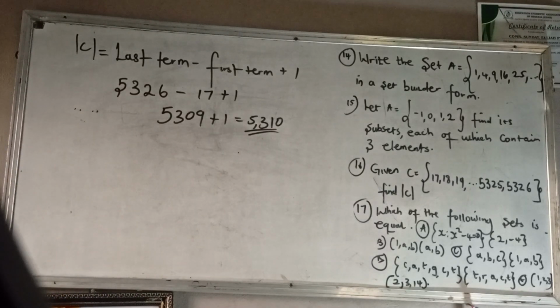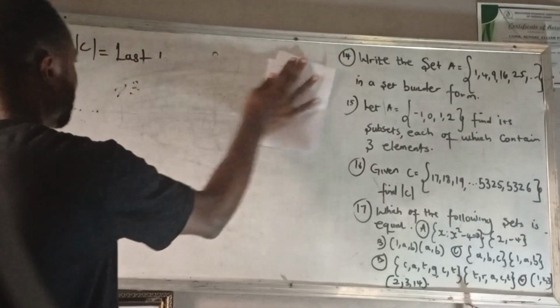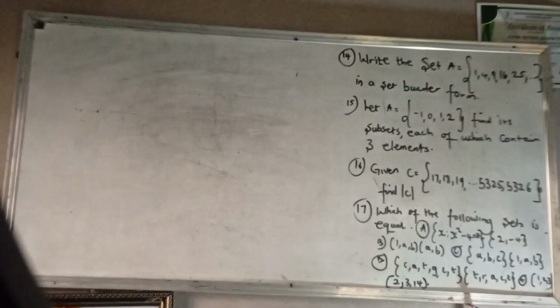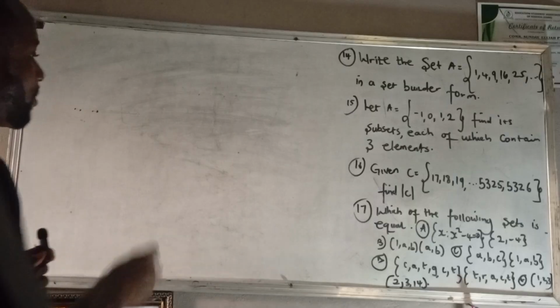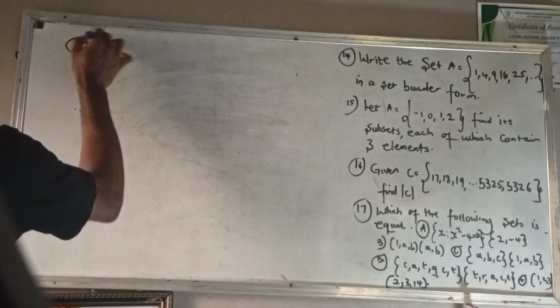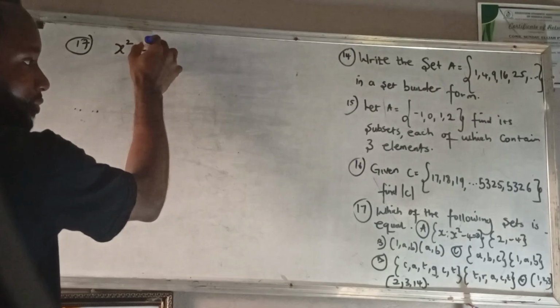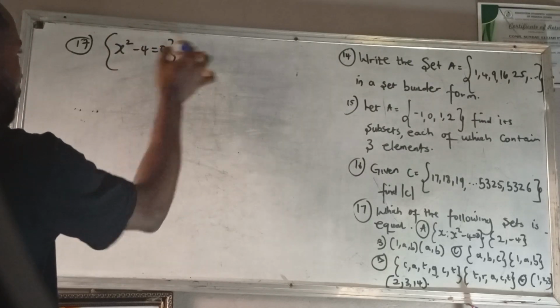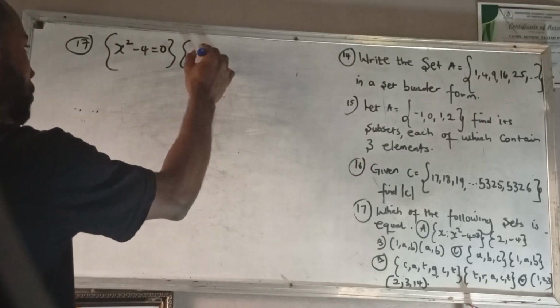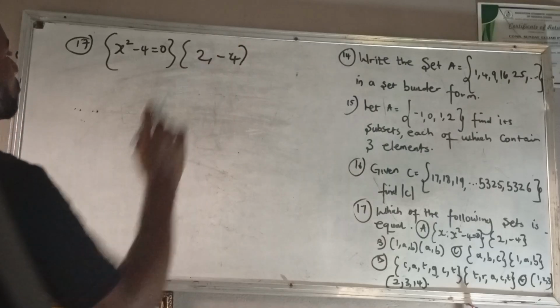So let's move to the next number, 17. Which of the following sets is equal? I'm not sure the correct option is there. We have x squared minus 4 is equal to 0, and we also have {2, -4}.